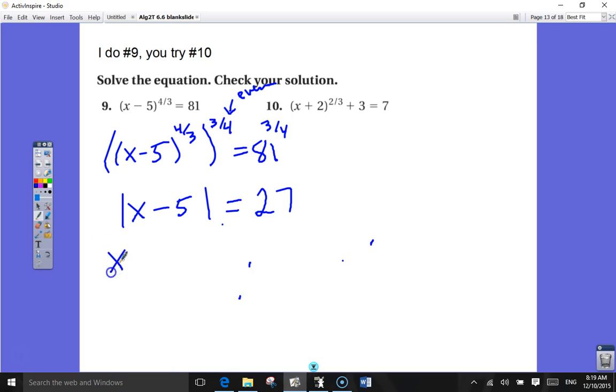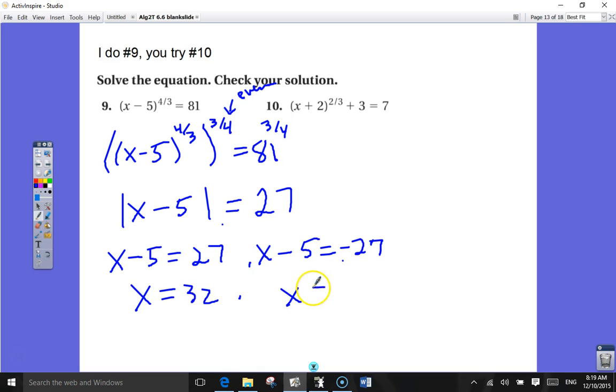So now we have to solve an absolute value equation. That's x minus 5 equals 27. X minus 5 equals negative 27. So x equals 32. And x equals negative 22.